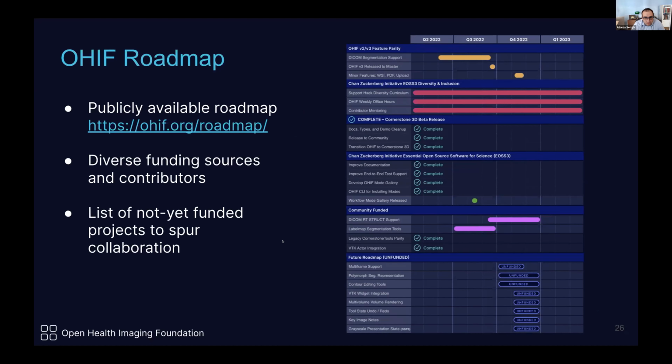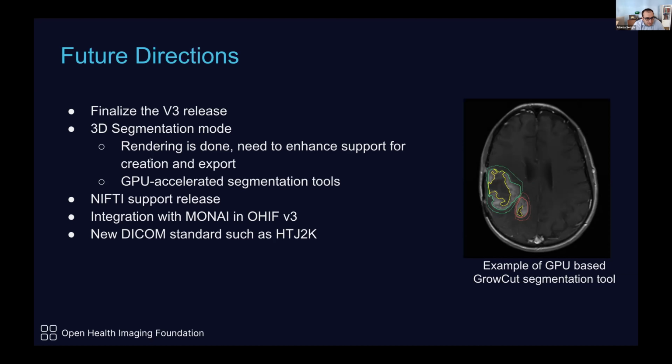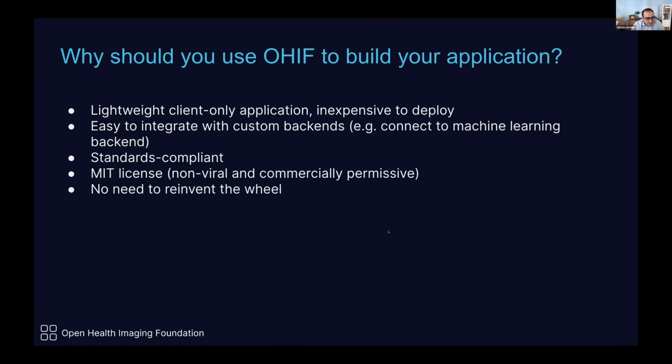We're adding a 3D segmentation mode, which basically we have done the rendering. I showed you the picture, but we need to enhance support for tools and exporting of the segmentation. NIfTI support, release integration with MONAI in OHIF V3. I showed the V2 version. We need to do the MONAI, and my colleagues are going to talk about MONAI and OHIF next. And also finally, the new standards such as HTJ2K.